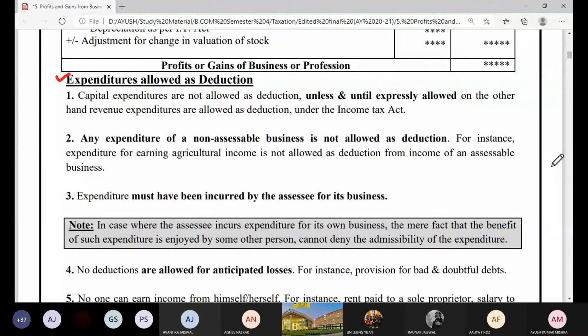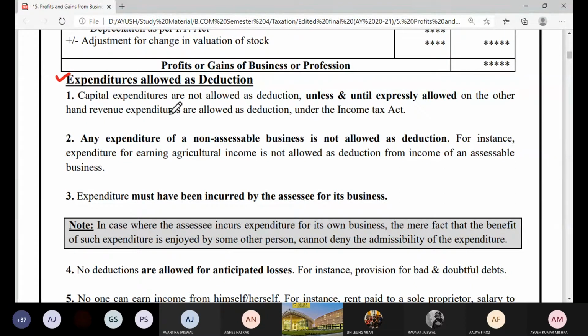Now, before moving into specific expenditures or expenses, there is a difference between expenditure and expense. So before moving into specific items, we'll see some general points that you should keep in your mind so that when you see a particular expense, you need not recall all its provisions before deducting it.